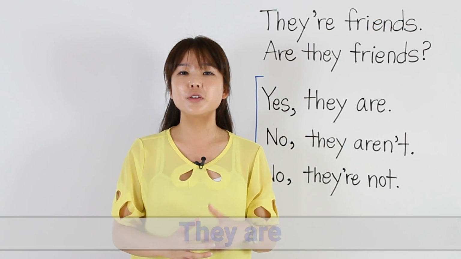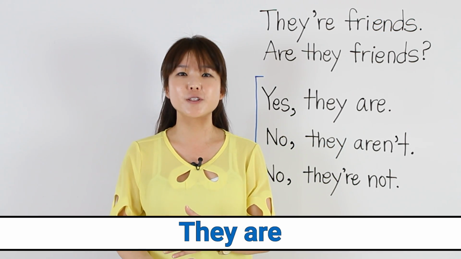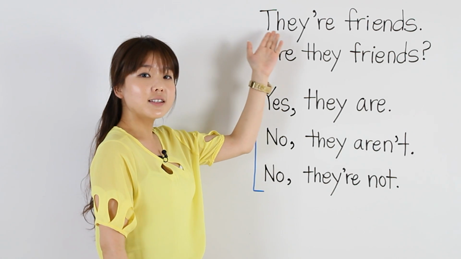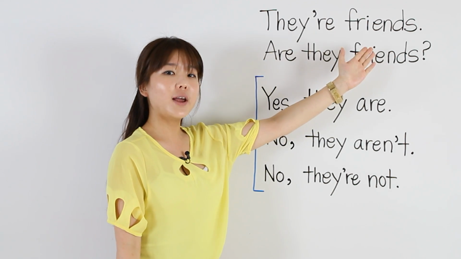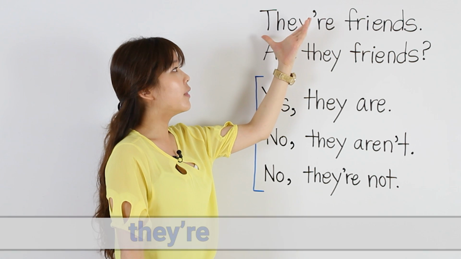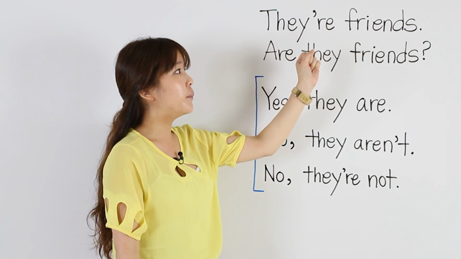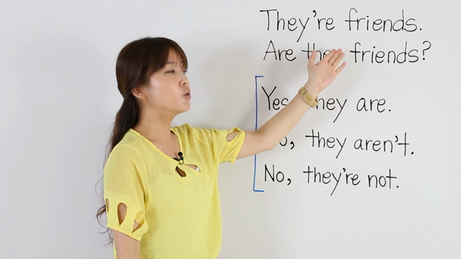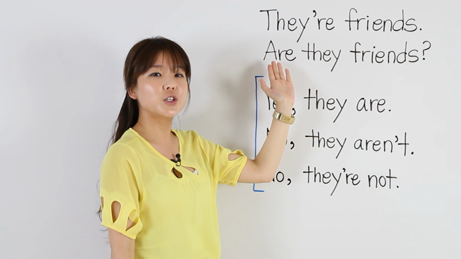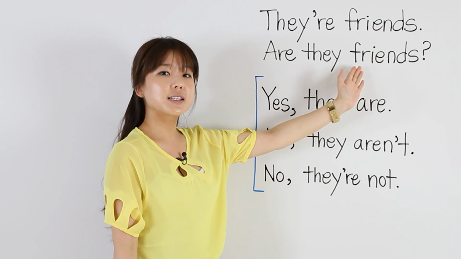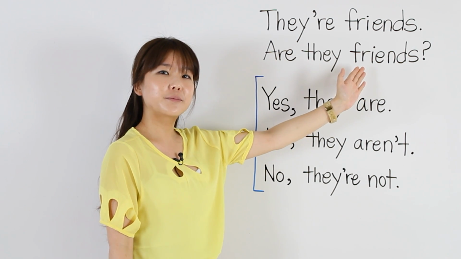Now we're moving on to they are in a question. The sentence on the board says they're friends. Remember, they're is a contraction for they are. The be verb are goes in the front of the question. Are they friends?